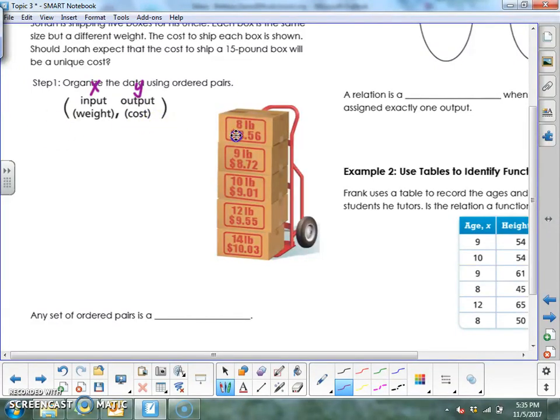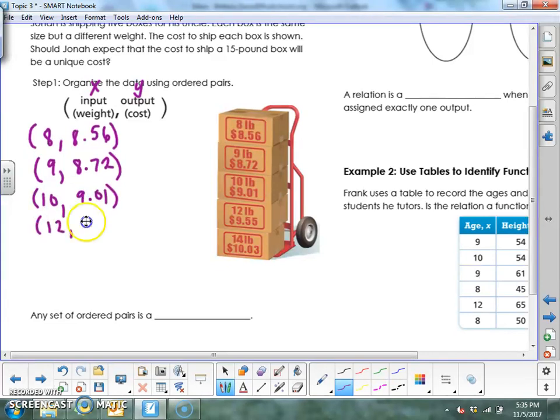So going ahead and putting these into ordered pairs, we would have (8, 856), and then we would have (9, 872), (10, 901), (12, 955), and (14, 1003).